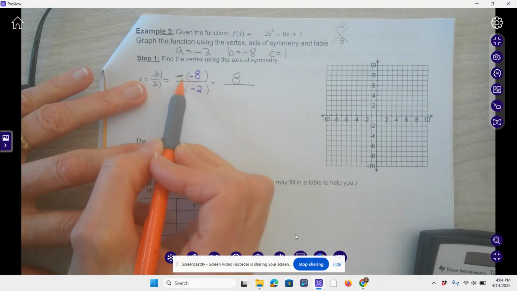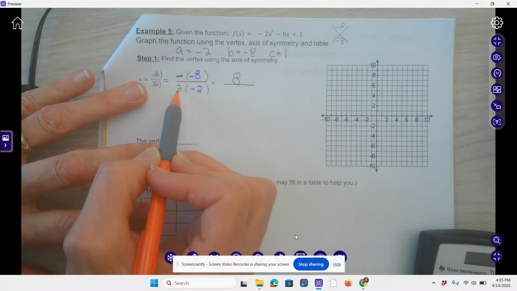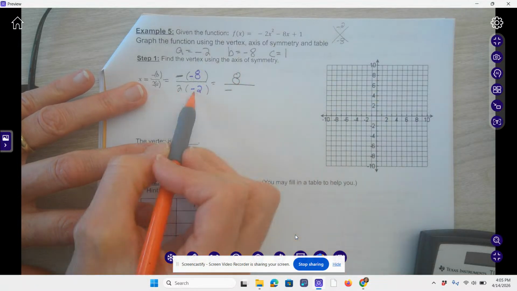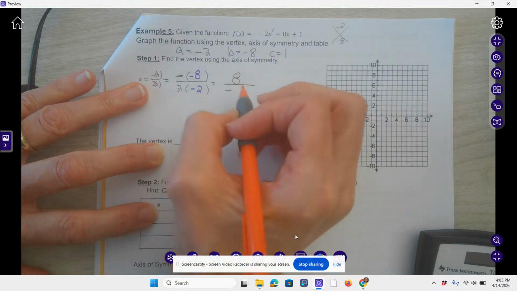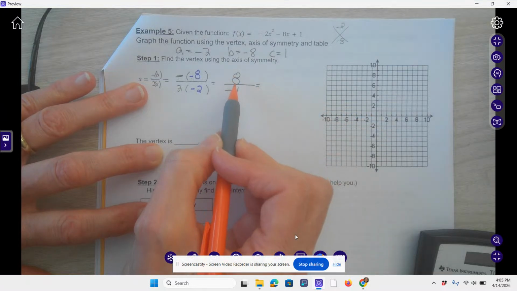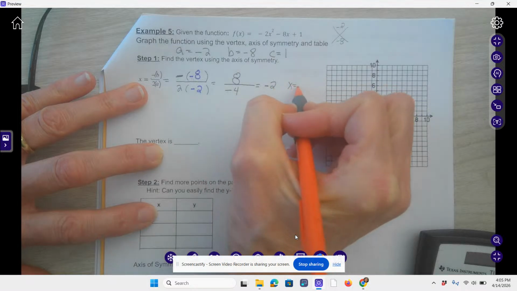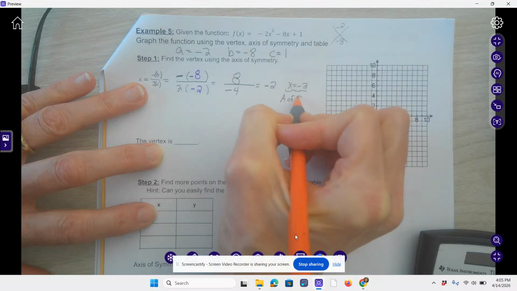This is like multiplying two negatives. This is like negative 1 times negative 8. Now, this is multiplying a positive and a negative, so we're going to get a negative, and 2 times 2 is 4. When I divide positive 8 by negative 4, I get negative 2. So x equals negative 2 is the axis of symmetry.